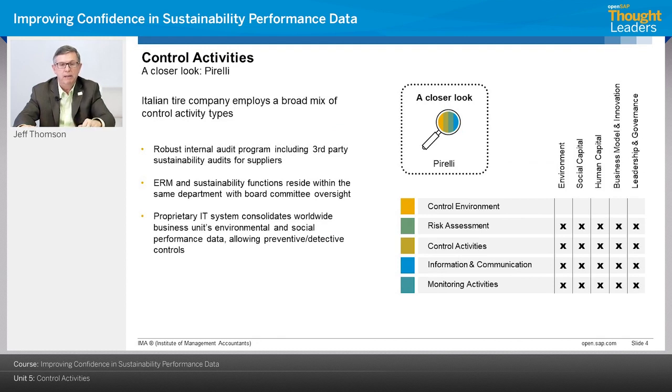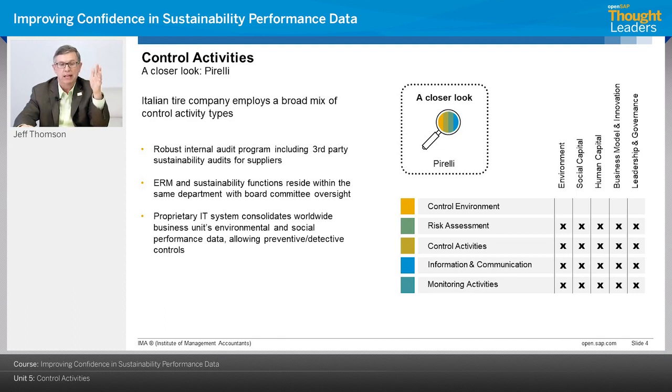So let's take a look at Pirelli Tires, a mini case study. Pirelli Tires is, of course, an Italian tire company that employs a broad mix of different types of control activities, and the breadth and depth and balance of control activities can only be determined by the organization. Pirelli, by the way, is a nearly $7 billion operation as of 2016. They're a multinational tire manufacturing company, 19 manufacturing sites in 13 countries, but they actually have a sales presence in 160 countries, including the US.